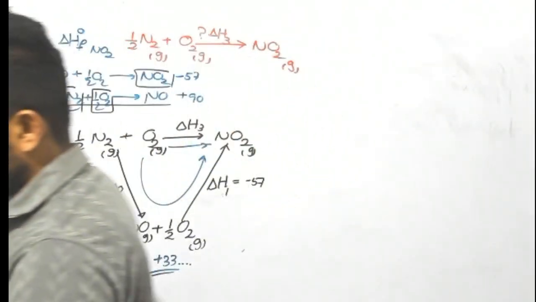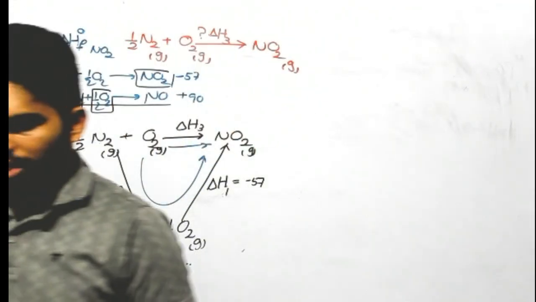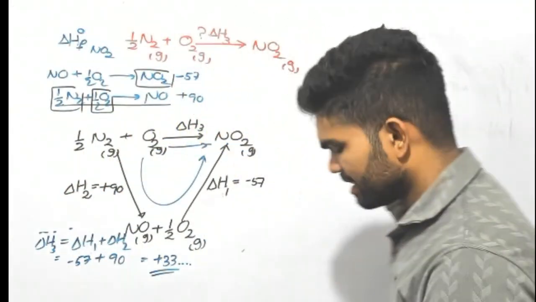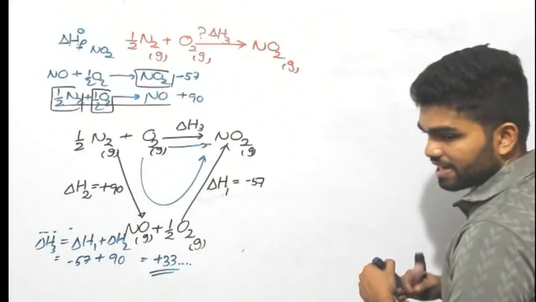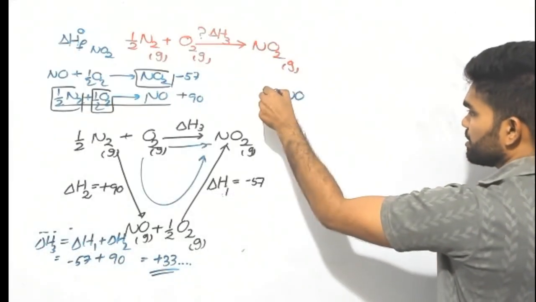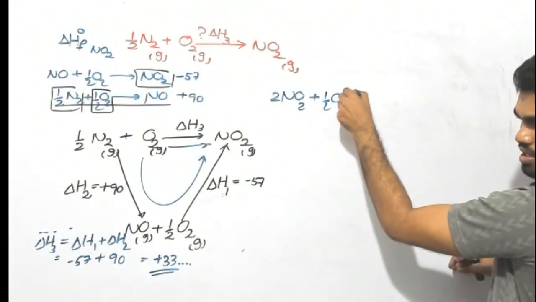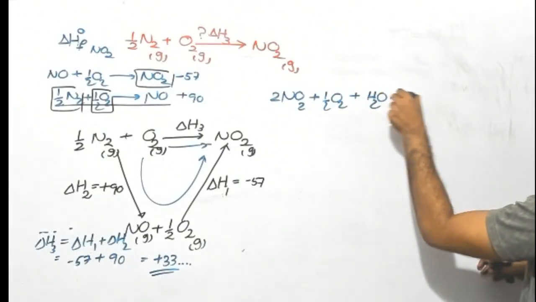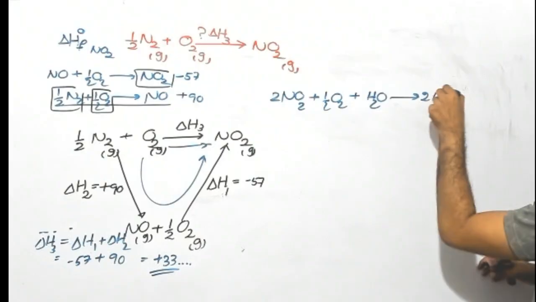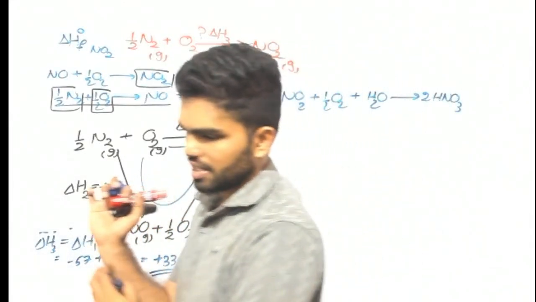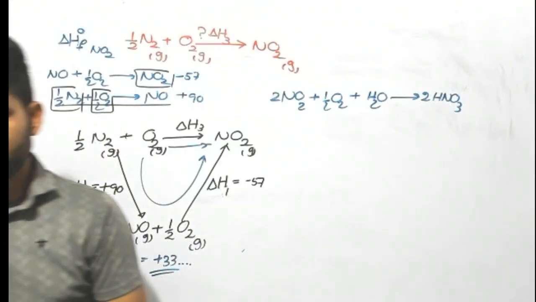Listen. Now using that enthalpy change you found, the NO2 formation enthalpy, you need to find out the enthalpy change of this reaction. A new reaction has been given: 2NO2 plus half O2 and water gives 2HNO3. This reaction gives two HNO3. Students, these are given as formations.